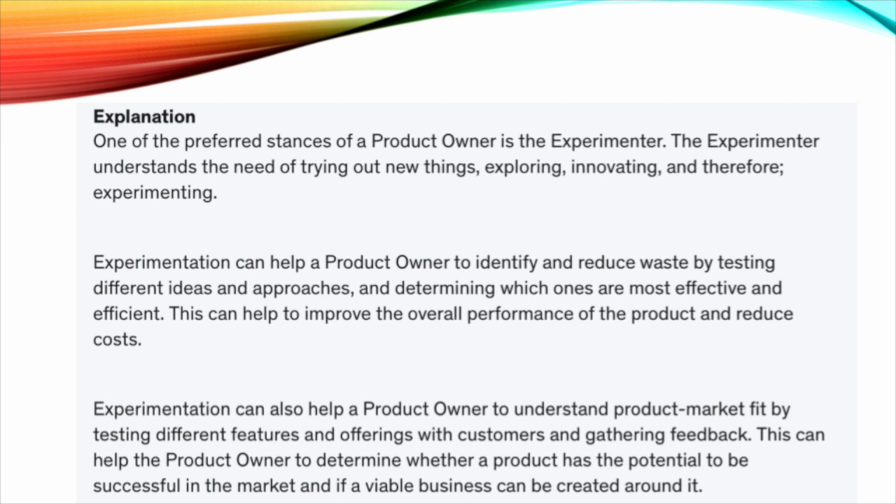Explanation. One of the preferred stances of a product owner is the experimenter. The experimenter understands the need of trying out new things, exploring, innovating, and therefore, experimenting. Experimentation can help a product owner to identify and reduce waste by testing different ideas and approaches, and determining which ones are most effective and efficient. This can help to improve the overall performance of the product and reduce costs.